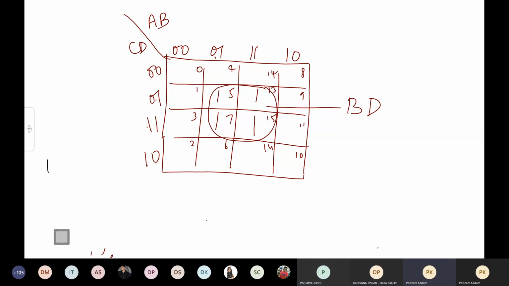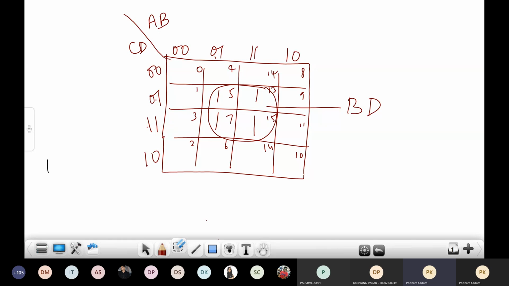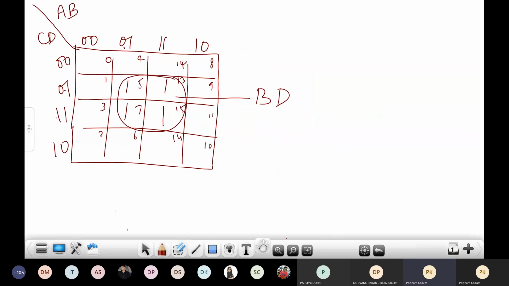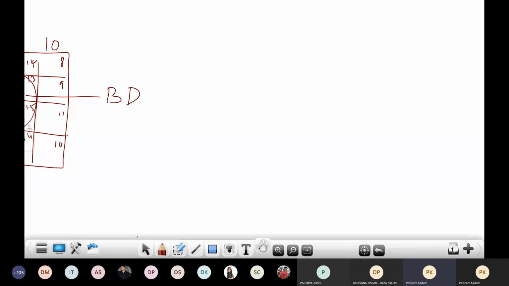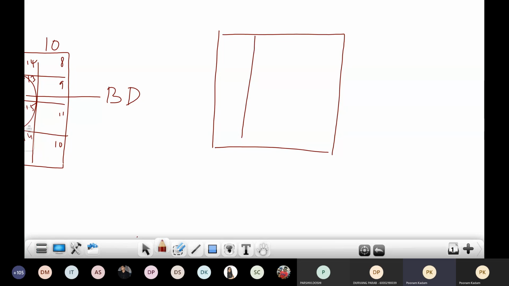Now you tell me, can we combine? Let me take one more example. See, there are various ways to combine to make a group of 1 cells. Let me take 1 or 2 more cases so that this point will be clear to all of you. So let's take one more example.